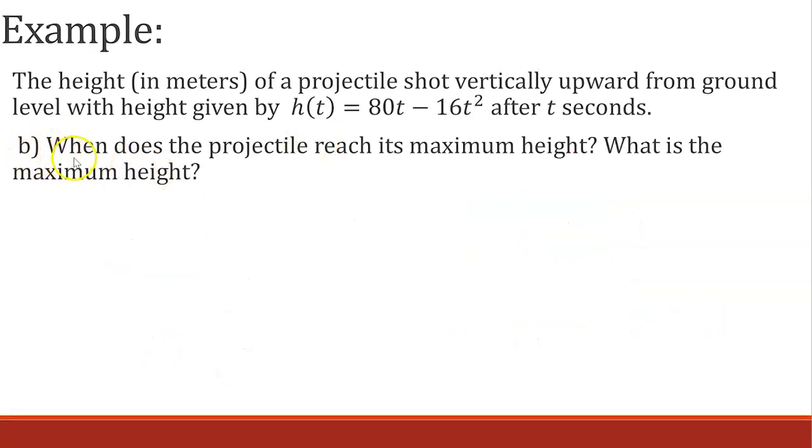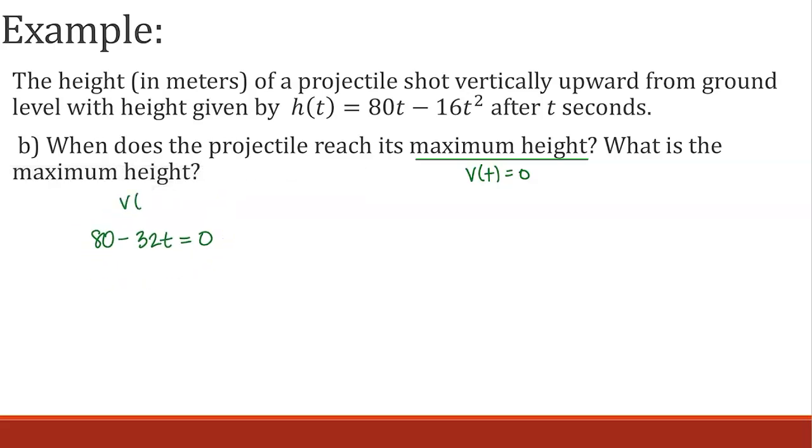In part B of this question, when does the projectile reach its maximum height? What is the maximum height? So when an object is in vertical motion, it reaches its maximum height when the velocity is equal to 0, because just for a second at its maximum height, it's at rest. So what we need to do is set the velocity function equal to 0. And we found that the velocity function was 80 minus 32t. So we're setting that equal to 0.